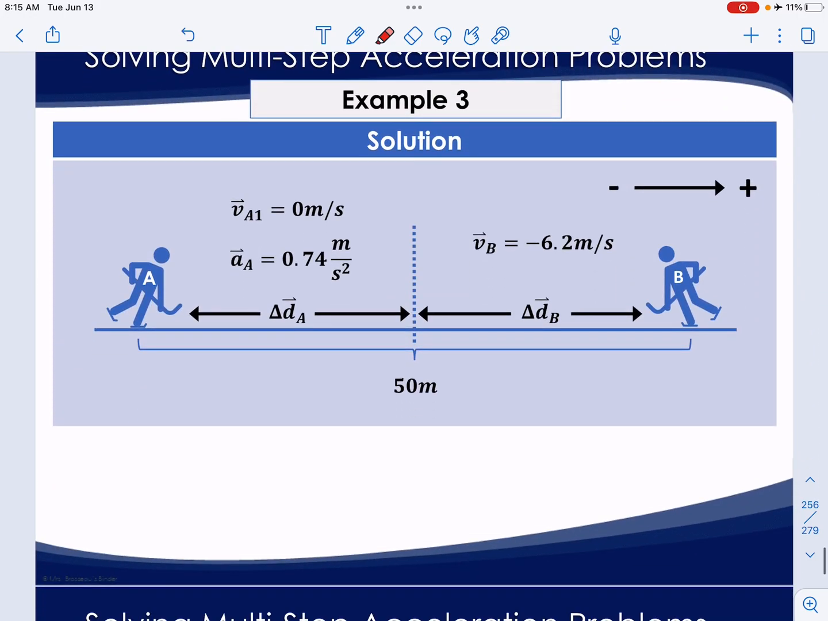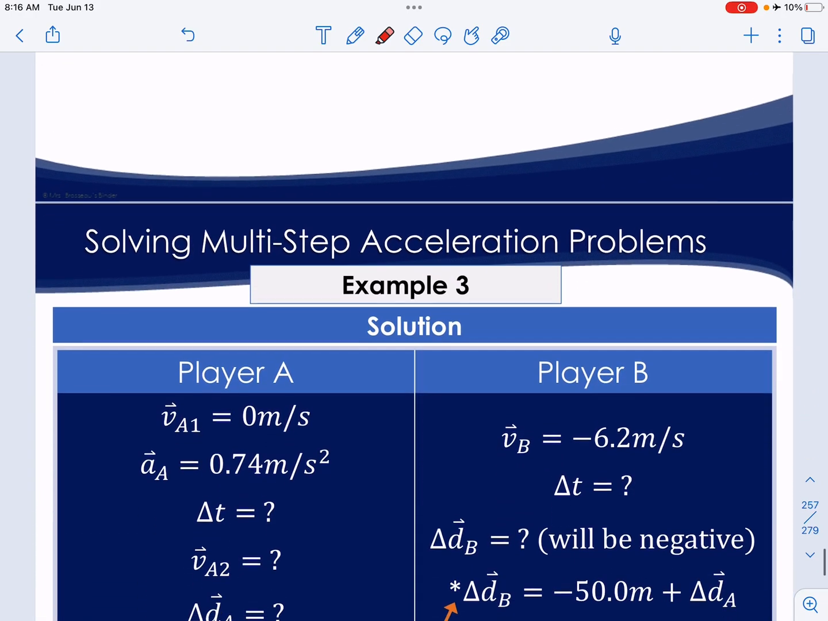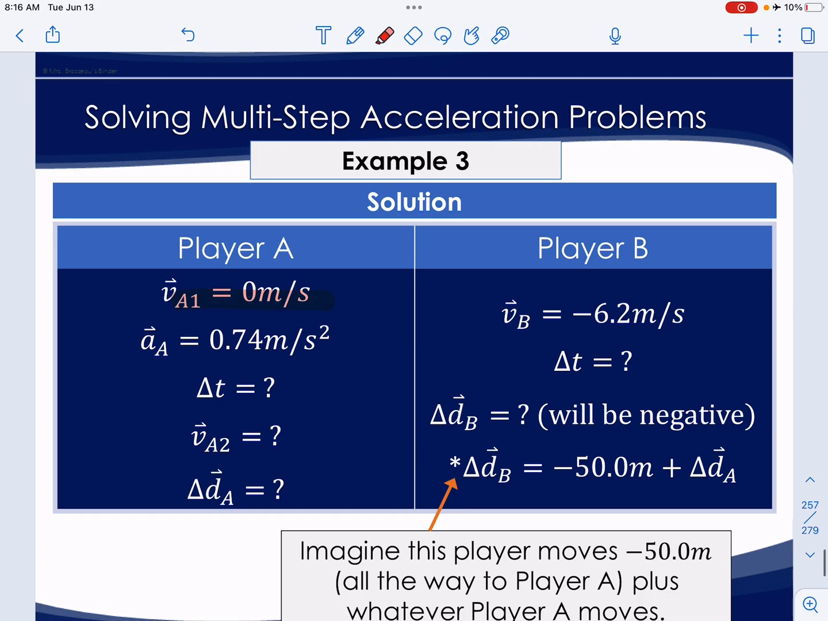So let's go ahead here. They drew a much nicer picture than I did. We have this initial velocity here. We have its acceleration. This one's moving at a constant speed. We have delta D. Those are different, but we know that they add up to 50 meters. So what do we know? We know this, we know this. We can say Adam and Bob. So this is player A, this is player B, and we know all this.